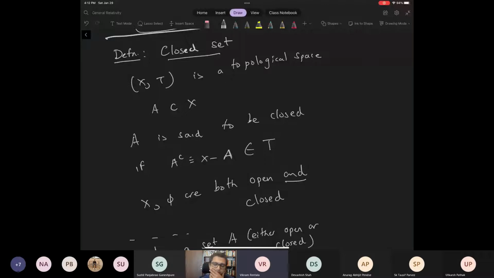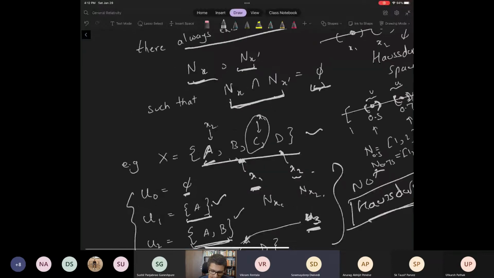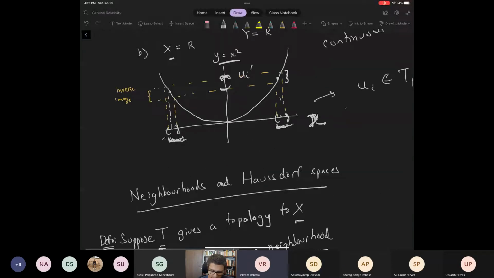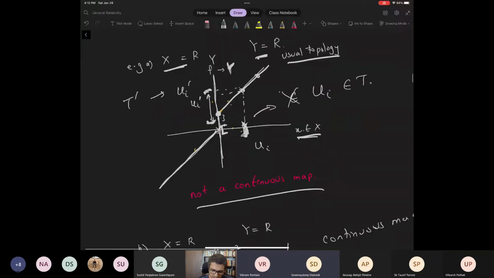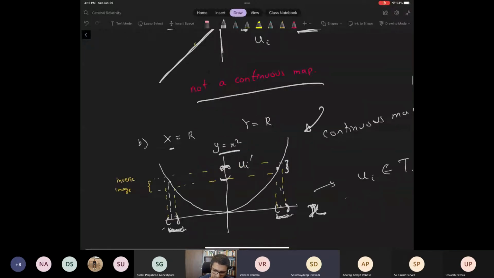Yes, Soumyadeep? Can you go back to the slide where you were defining continuous? This example, yes, sir. If we take the interval in positive y and negative y, then how will it map back to x?